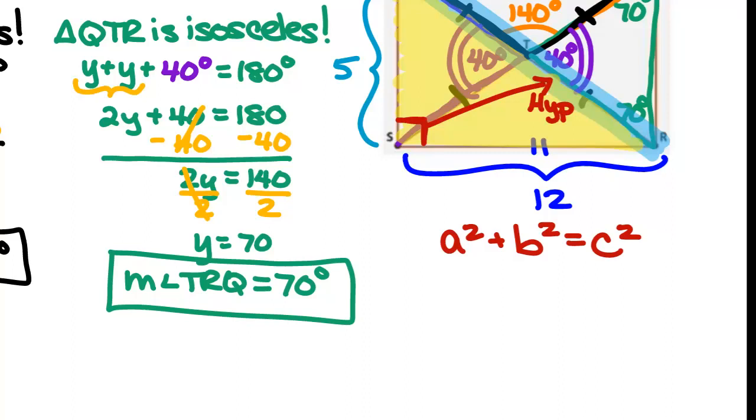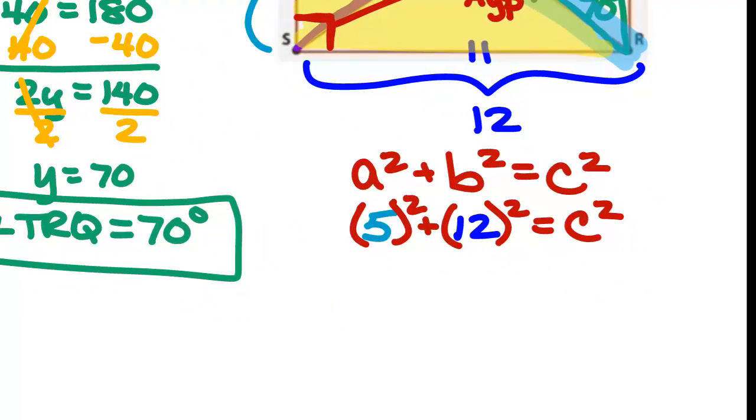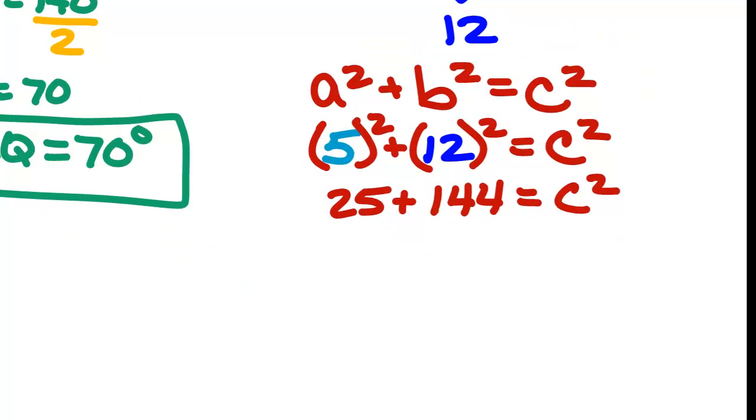Where do I put the 5 and the 12? In for a and b. So I have 5 for one of them and 12 for the other. Parentheses and square plus parentheses and square equals c squared. C is always the hypotenuse, so if I'm looking for a diagonal, I'm looking for c. What is 5 squared? 25. 12 squared? 144. What is 25 plus 144? 169 equals c squared. Now what do we do?